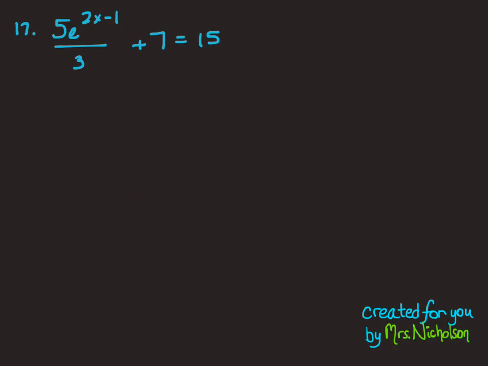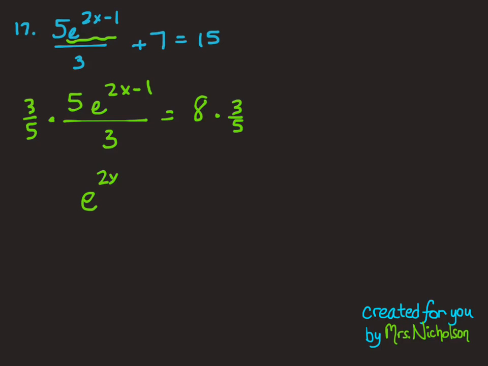Question 17. I've got an exponential. Need to get this exponential by itself. First thing I'm going to do is subtract 7 from both sides. So 5e to the 2x minus 1 over 3 is equal to 8. I subtract 7. Now I need to get rid of this 5/3. And so I'm going to multiply both sides by 3/5. And e to the 2x minus 1 is equal to 24/5.